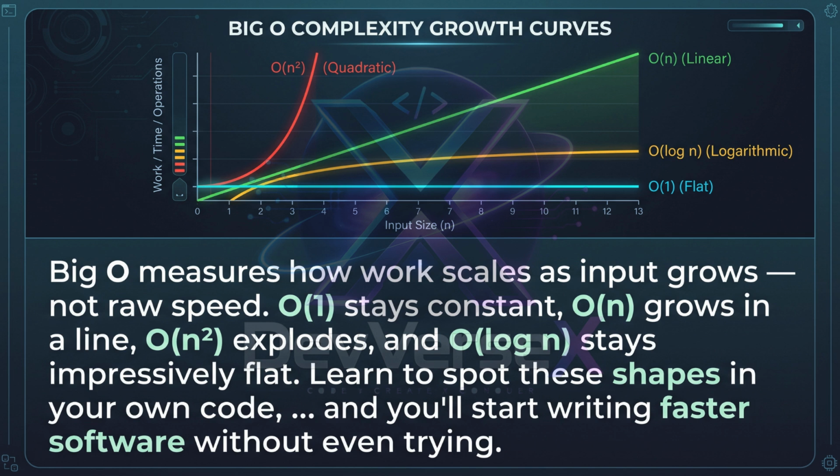Big O measures how work scales as input grows, not raw speed. O(1) stays constant, O(n) grows in a line, O(n²) explodes, and O(log n) stays impressively flat. Learn to spot these shapes in your own code, and you'll start writing faster software without even trying.